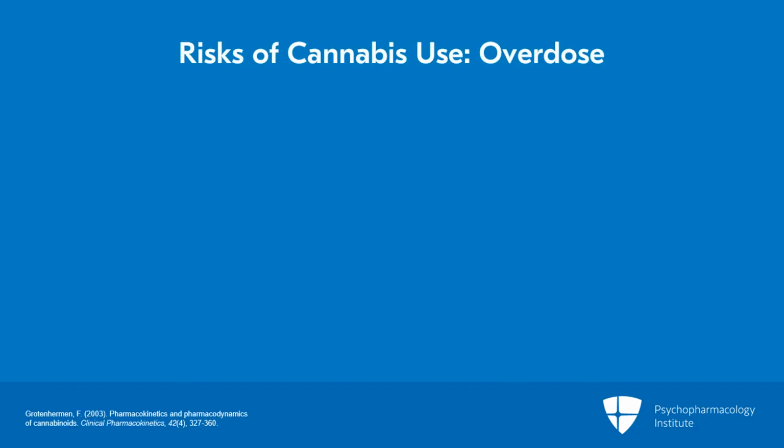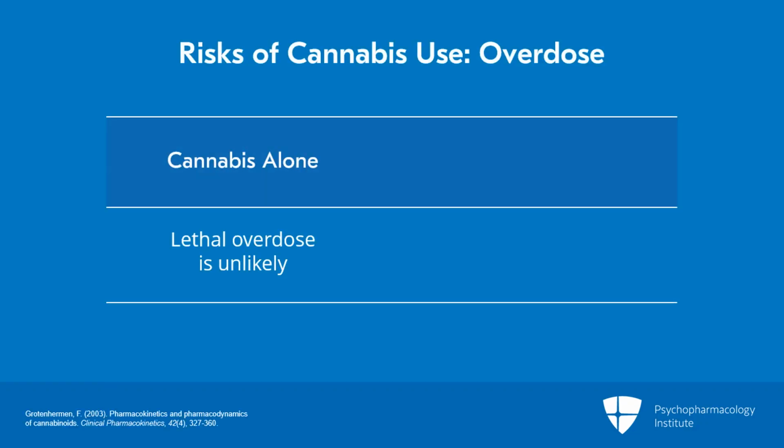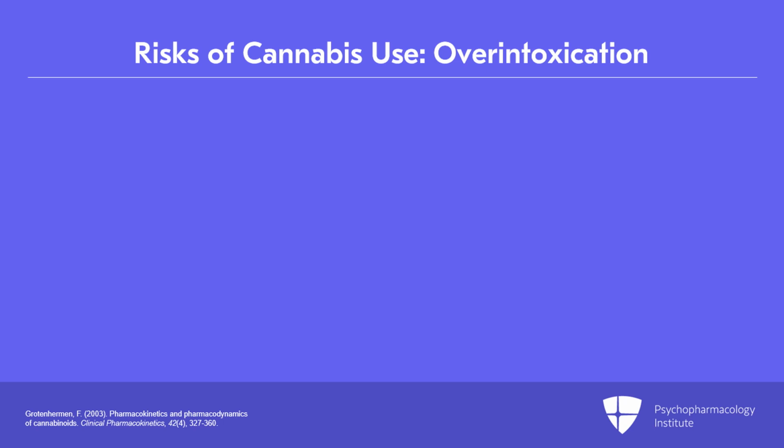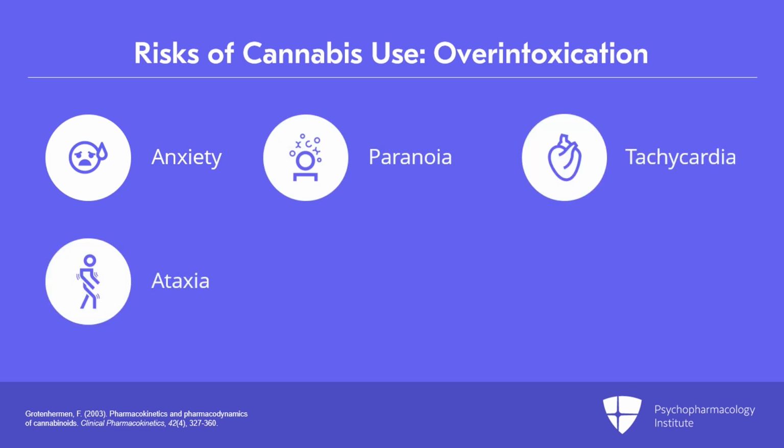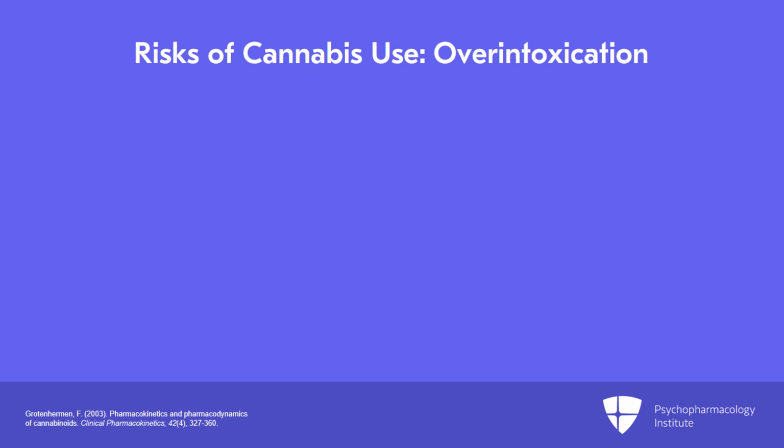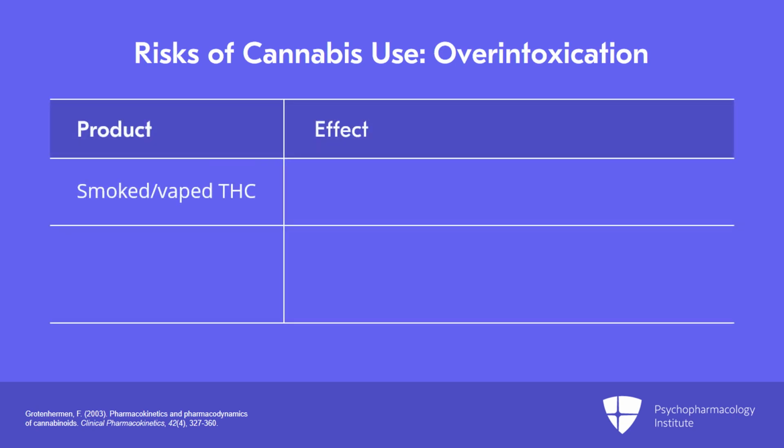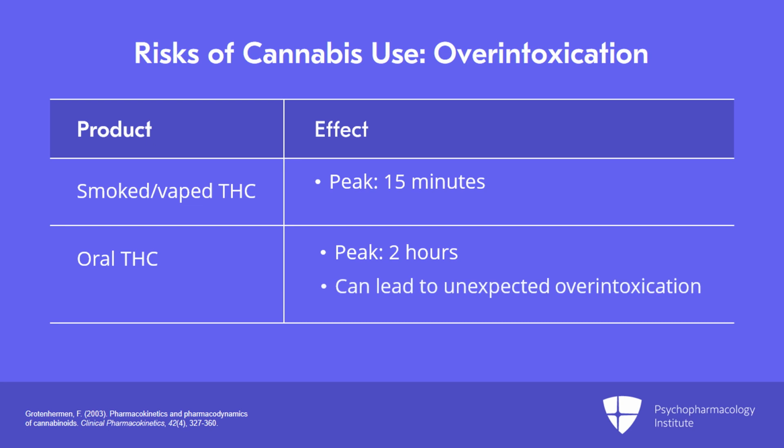When it comes to overdose, cannabis alone is unlikely to cause a lethal overdose. However, it's important to note that mixing cannabis with other drugs does include the potential for a deadly overdose. Even though cannabis doesn't normally cause an overdose, it can lead to overintoxication, with symptoms like anxiety, paranoia, tachycardia, ataxia, vomiting, and hypotension. It's important to note that when THC is smoked or vaped, it has a peak effect in about 15 minutes. However, oral cannabis products don't have their peak for about 2 hours. This means that people often think that nothing is happening and they keep consuming more, which can lead to unexpected overintoxication hours after taking the dose.